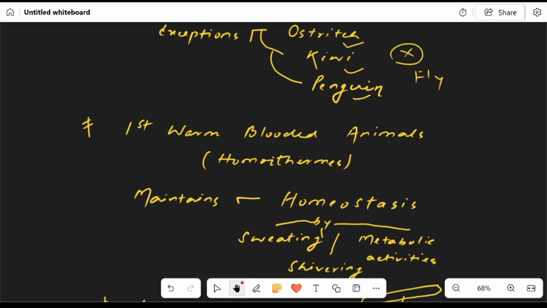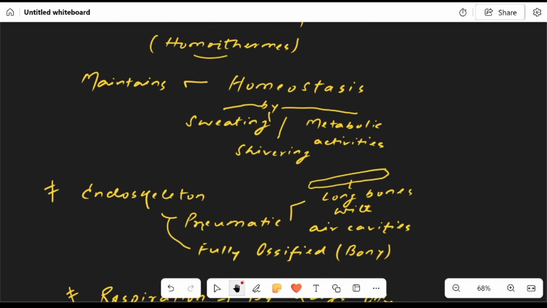These are the first warm-blooded animals. That means these are homeotherms. They are able to maintain homeostasis, that means the internal temperature inside the body. So the birds maintain homeostasis by sweating, shivering and by metabolic activities.